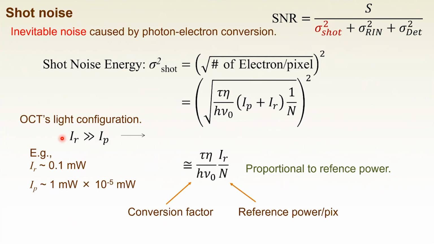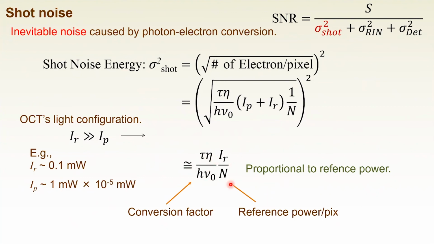So we can use this assumption, and in this term, we can omit IP. IP plus IR is quite close to IR itself, so we can omit this term. Then the equation becomes like this. It's a quite simplified equation. Okay, rational but simplified.